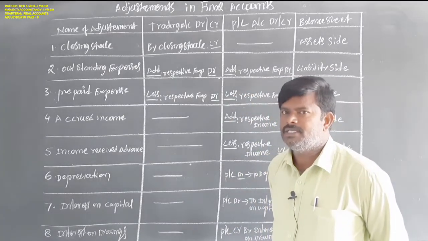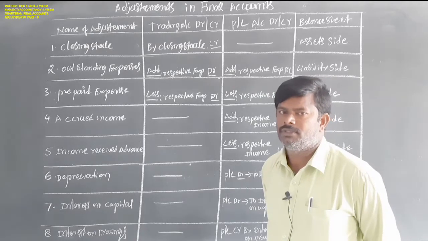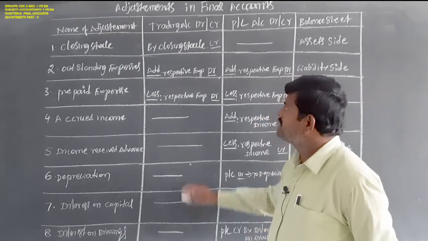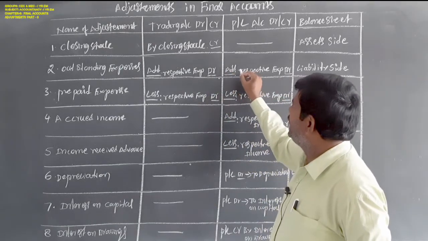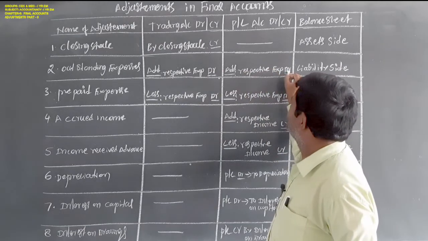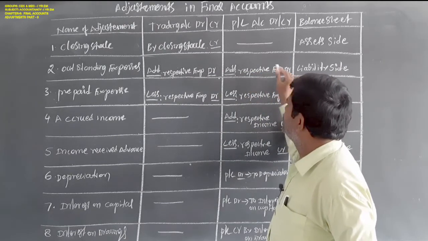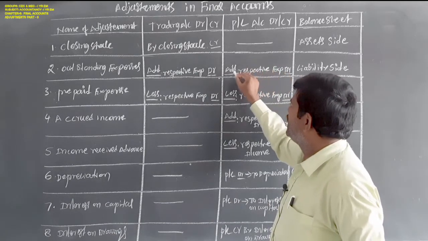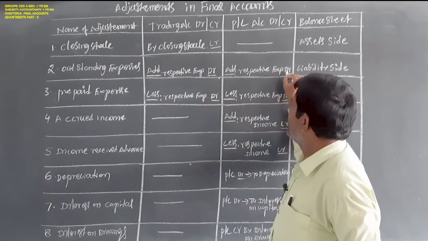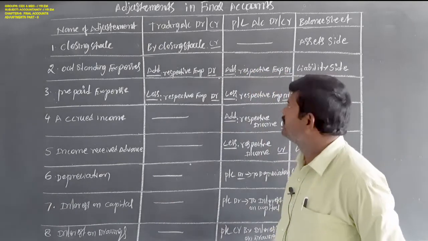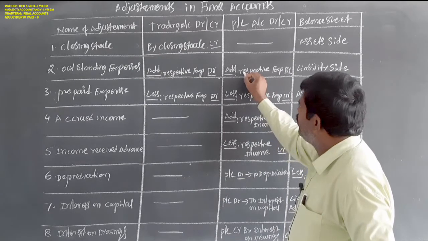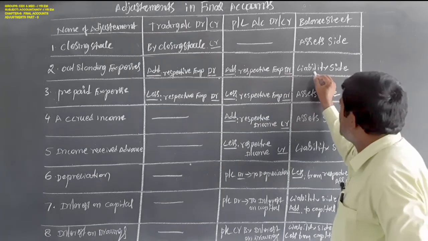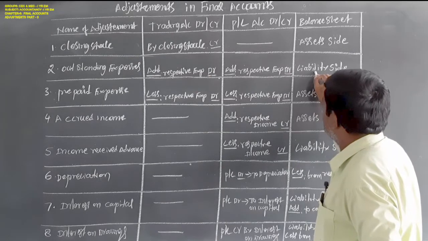Suppose the expense is related to the P&L account, for example salaries. Outstanding salary must be added to salaries on the P&L account debit side. The same outstanding salary amount must be recorded on the liability side. This is the another one.